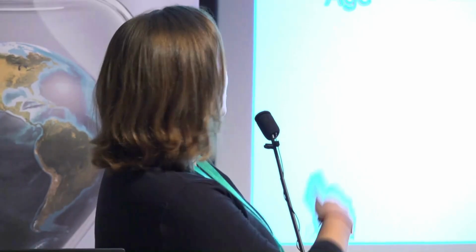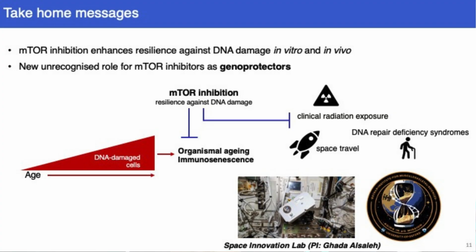So my take-home messages are that mTOR inhibition enhances resilience against DNA damage in vitro and in vivo, importantly. And this may be a new, therefore unrecognized role for mTOR inhibitors as genoprotectors. And so the model is that with age, we see an accumulation of DNA damaged cells that lead to organismal aging and immunosenescence, but that mTOR inhibition may enhance resilience against this and actually might be of very useful therapeutic value. And so this actually positions mTOR inhibition as a kind of therapeutic strategy to target other pathologies that we know result from genome instability, including clinical radiation exposure, DNA repair deficiency syndromes like Werner syndrome, and even space travel.